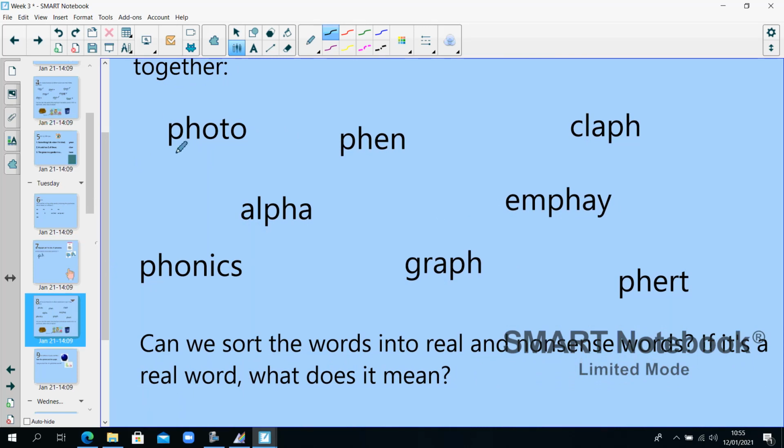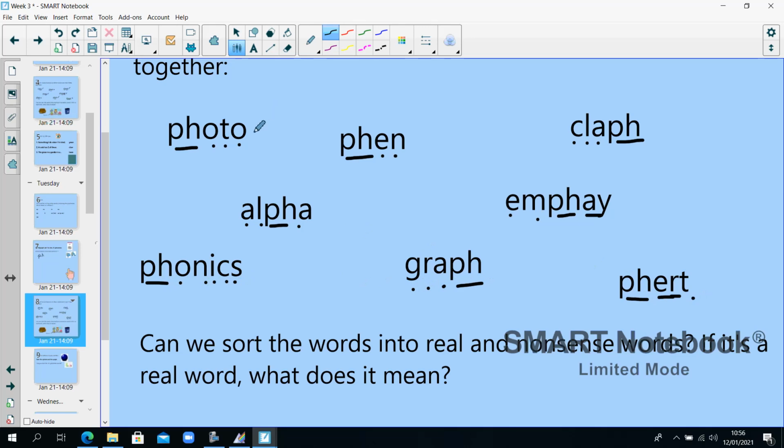Let's do that together. O, o, photo. N, fen. K, l, a, class. A, l, a, alpha. E, m, a, emphay. O, n, I, k, phonics. G, r, a, graph. T, fert.